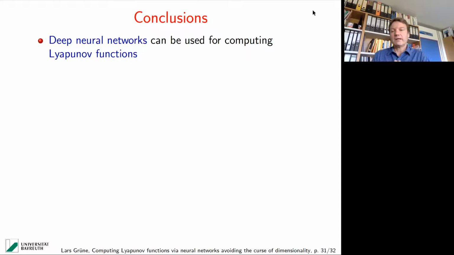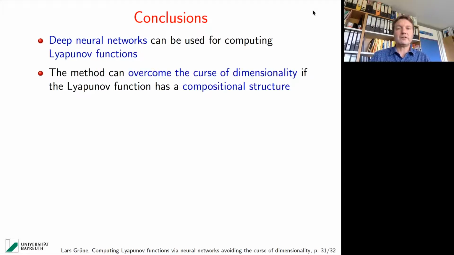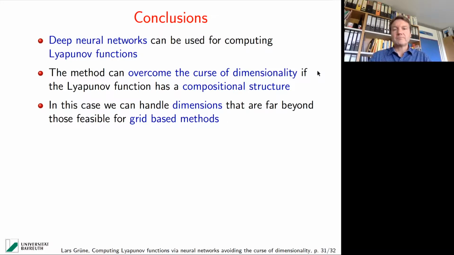With that I'm done, and I would like to conclude. What I showed you is that deep neural networks can be used for computing Lyapunov functions. That's not an entirely new insight, but what is new is that if the Lyapunov function has a compositional structure, we can overcome the curse of dimensionality. Again, this is something that was probably easy to conclude if we know the results from the neural network literature. But the interesting thing is that we can, with this approach, now handle dimensions that are far beyond those feasible for grid-based methods.